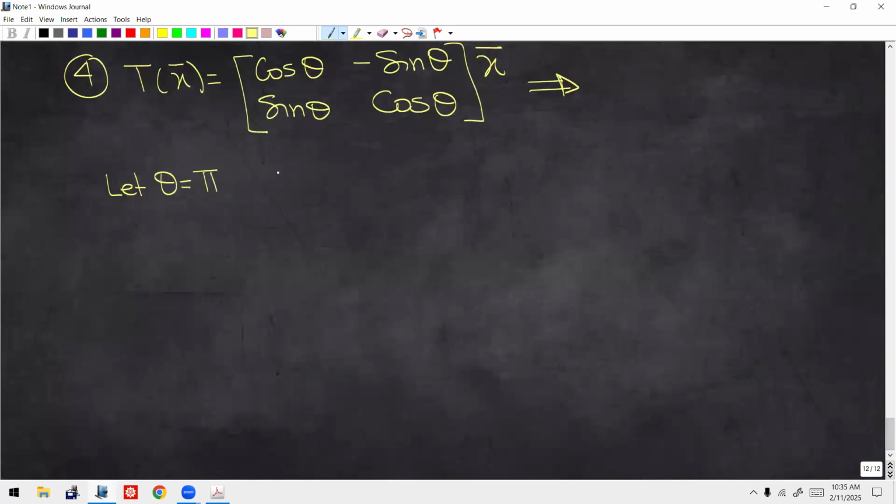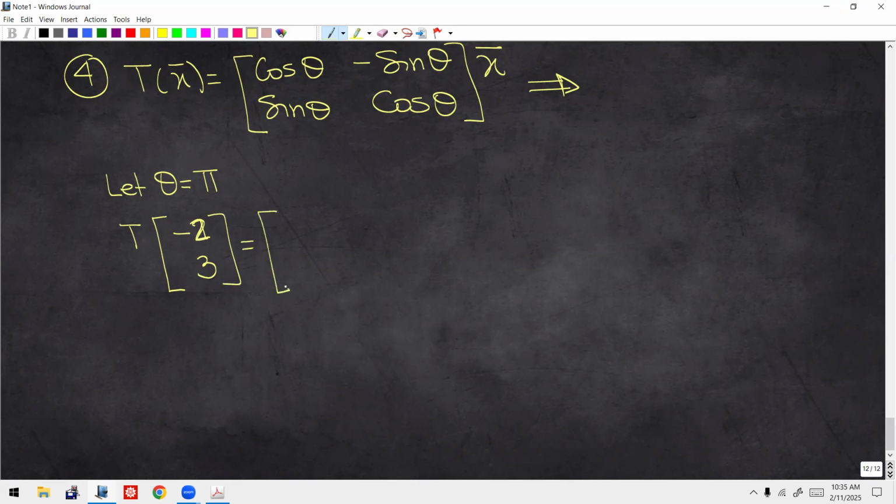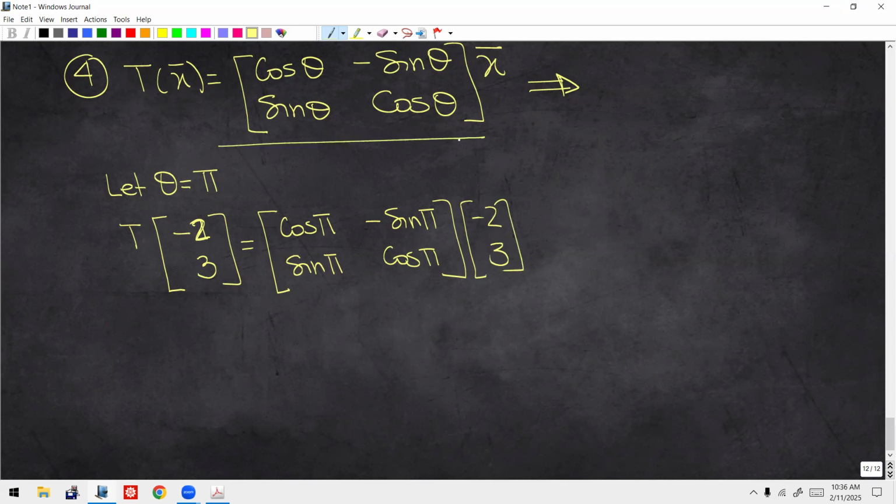Okay, so let's see what happens to one of our vectors. So if I take some T of, let's start with some vector. So let's say I'll use some negative values now. So you have 1, negative 2, and 3. Okay, now we're going to transform this. We get cosine of pi, minus sine of pi, and sine of pi, and then we get cosine of pi, and we're going to multiply that by negative 2, 3. So what does this transformation do to this vector?